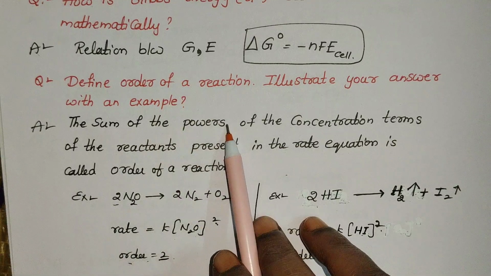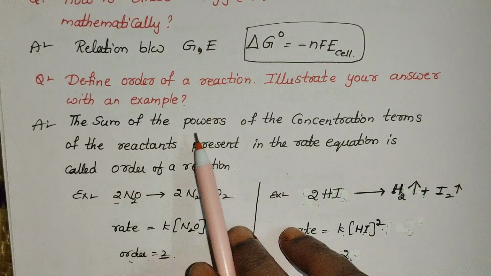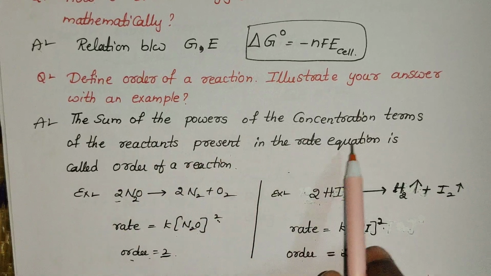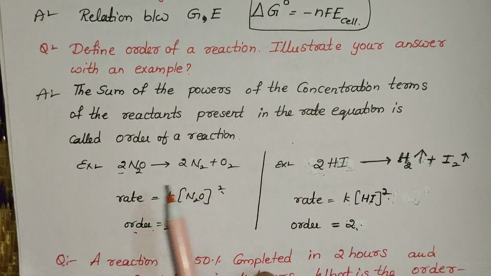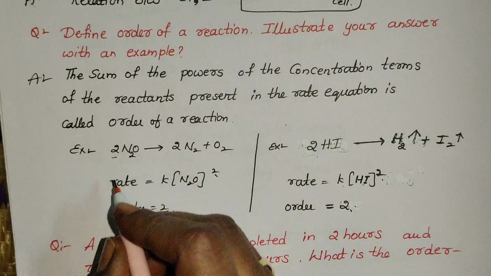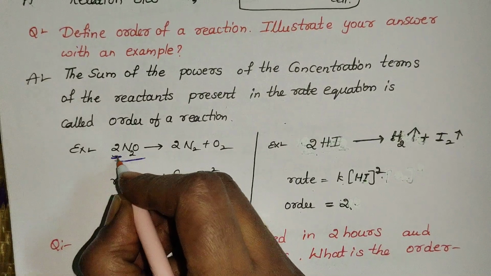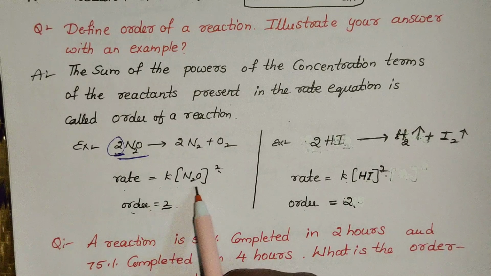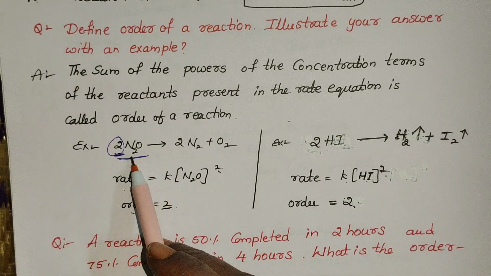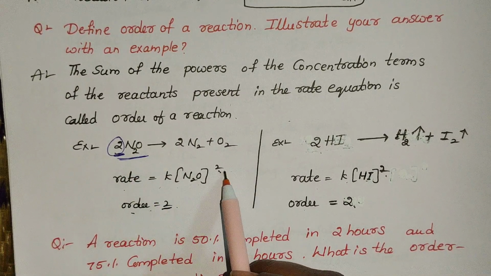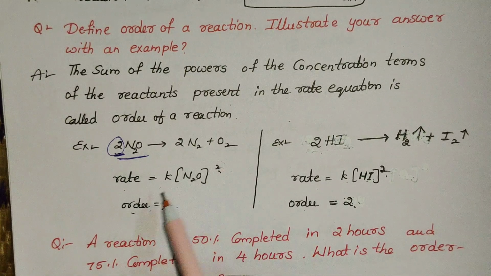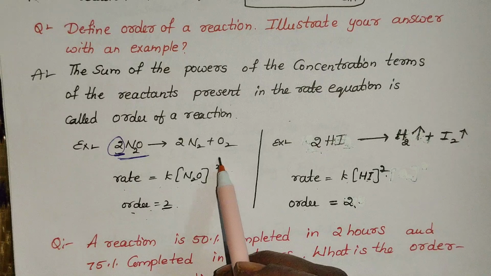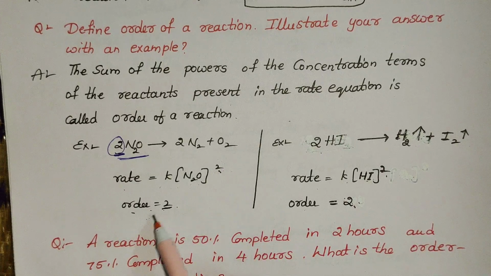Define order of a reaction, illustrate your answer with an example. What is the meaning of order of reaction? The sum of the powers of the concentration terms of the reactants present in the rate equation is called the order of the reaction. Simple, you have to take a reaction and see how many moles are involved in the reactant, especially 2 moles of N2O here. For this we write the rate equals K into N2O whole square. The reactant power, the mole number, is called the order of the reaction. If here it is 2, then second order reaction; if 1, then first order reaction; if 3, then third order reaction.